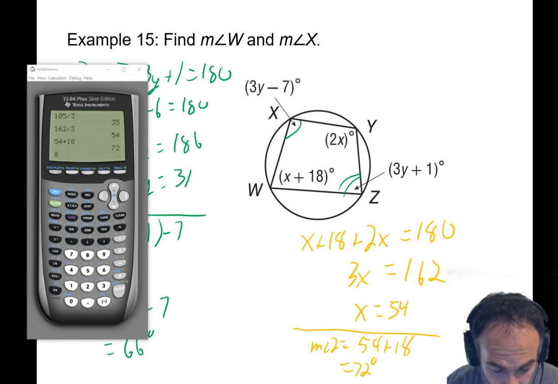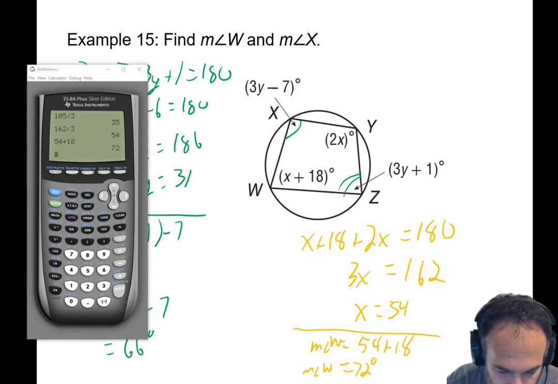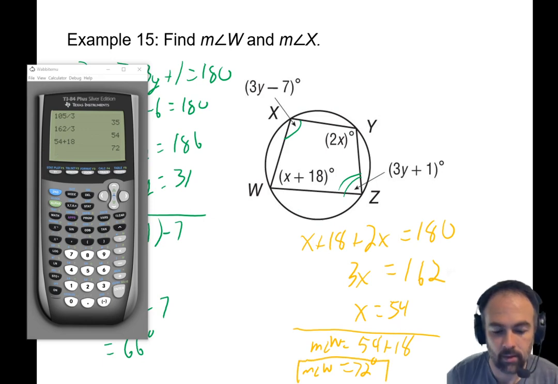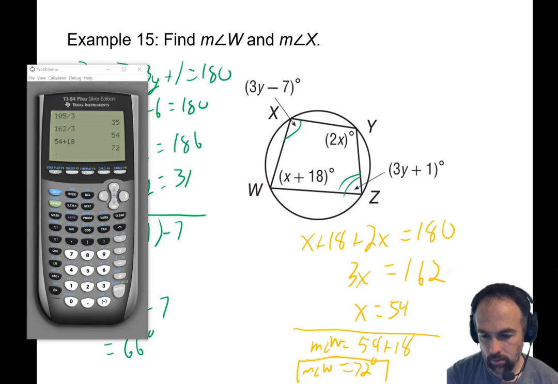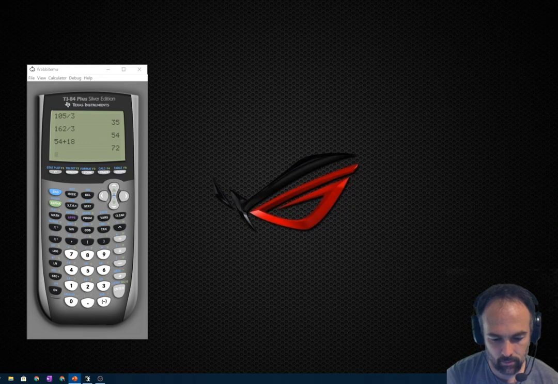Measure of angle W. There we go. Give me 1 second here. All right, I know that was long. I know that was a lot. I'm sorry that this was not the best lesson I've ever done.